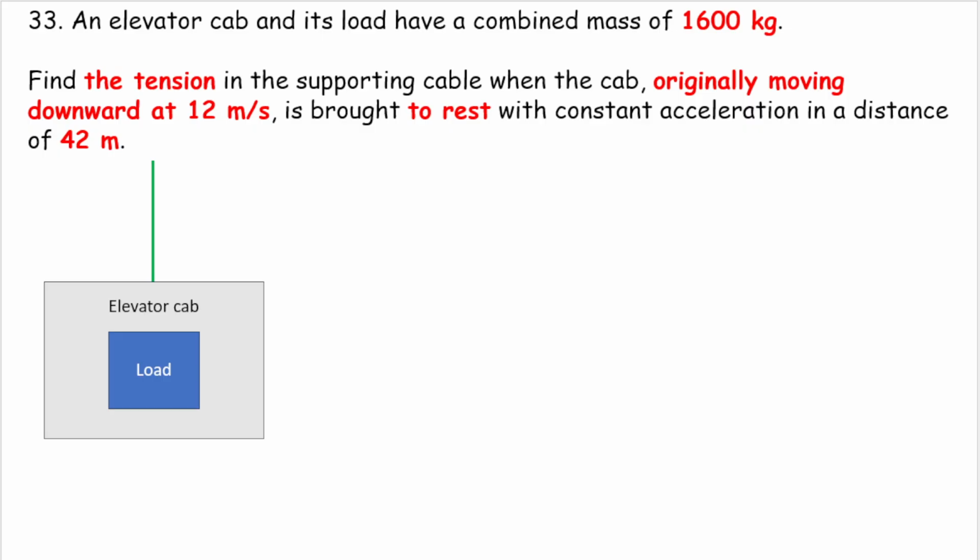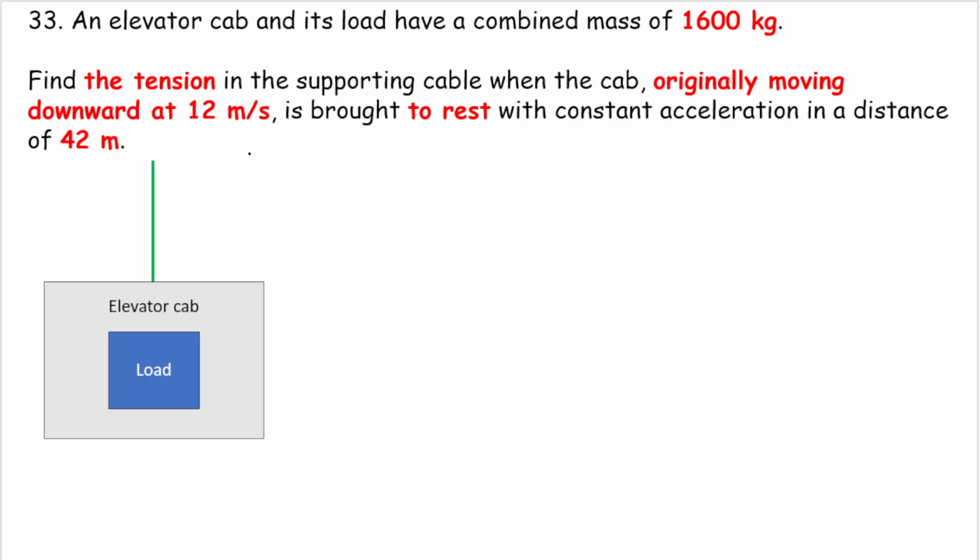Let's read the problem first. An elevator cab and its load have a combined mass of 1600 kilograms. Find the tension in the supporting cable when the cab, originally moving downward at 12 meters per second, is brought to rest with constant acceleration in a distance of 42 meters.